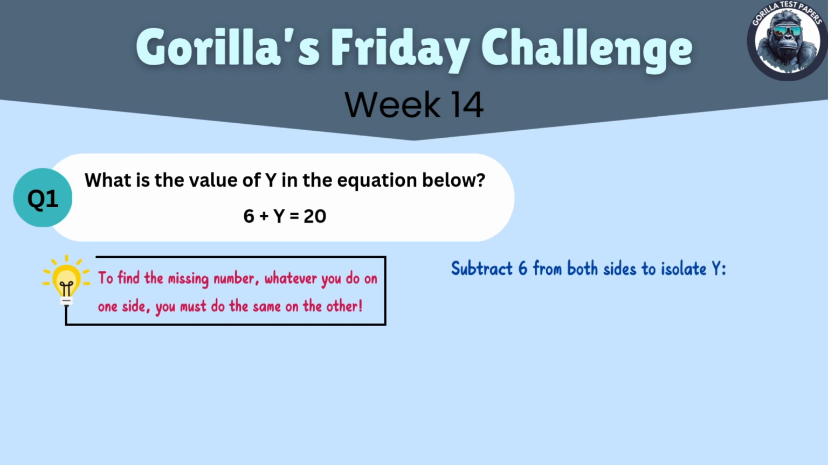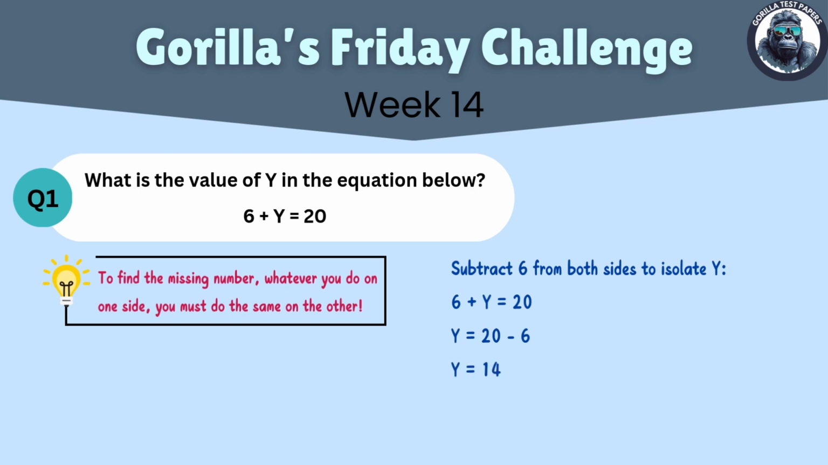This is because we want to get y by itself, so we have to undo the plus 6 by subtracting 6 from both sides. So we have 6 plus y equals 20. And after subtracting 6 from both sides, we have y equals 20 minus 6. And this gives us y equals 14.